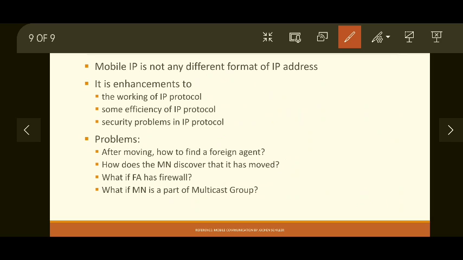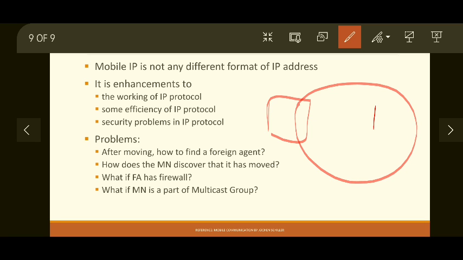Third issue, what if the foreign agent has a firewall? What's the issue of a firewall in this case? Now this is our foreign network. Here is a foreign agent. Here is a mobile node. Now the mobile node wants to send a packet. The router, that is the foreign agent, has a firewall in it. Now what will the firewall do?